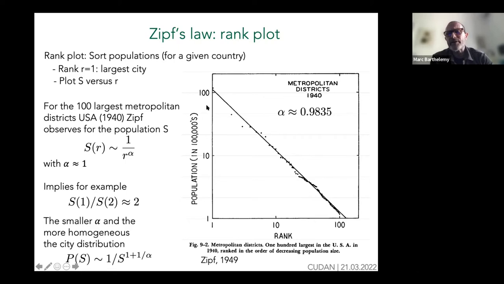So you plot the population versus rank, and this falls on a nice line. What Zipf showed empirically for cities, but also for many other things, like the number of occurrences of words in books, has many applications in linguistics and many other social sciences. But here for cities, you notice that the population varies like one over the rank. So basically the second city has a population half of the largest city, and so on. So this is the Zipf law for cities.